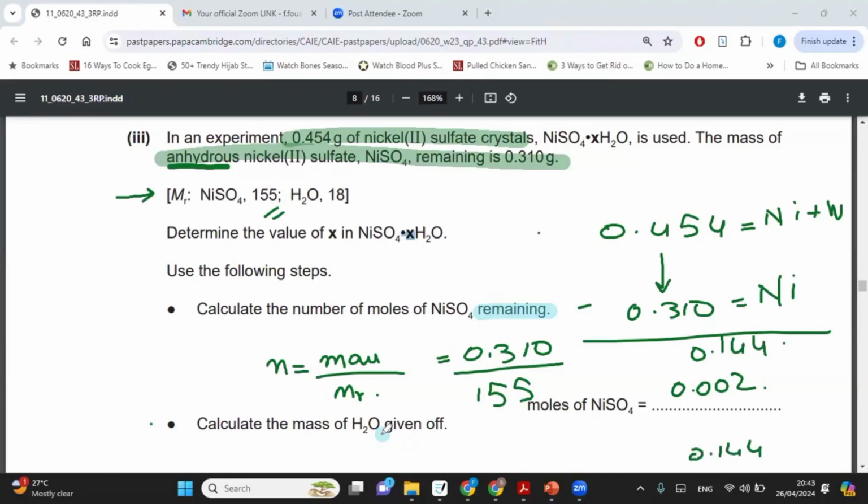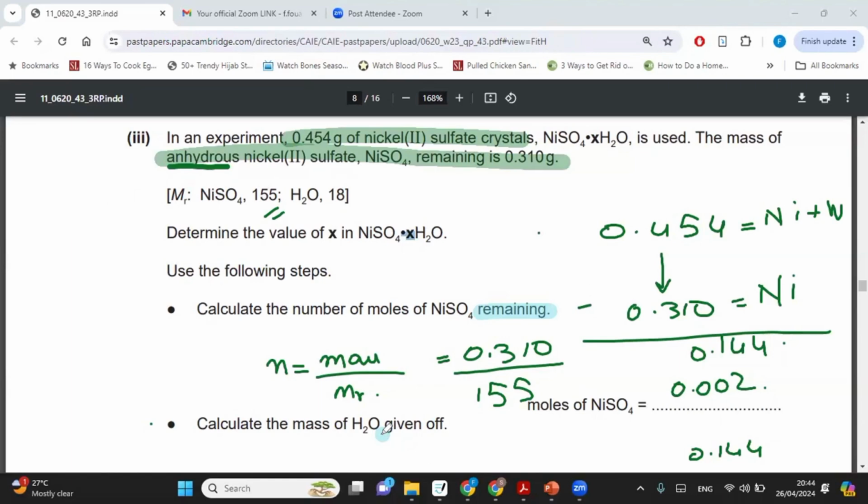This is exactly why I said read the question carefully, right? Everything is in the question. Read it carefully. No complicated calculations needed. We know the mass of nickel with water. We know the mass of nickel without water. So we simply subtract the two and we should be able to find out the mass of water, right?